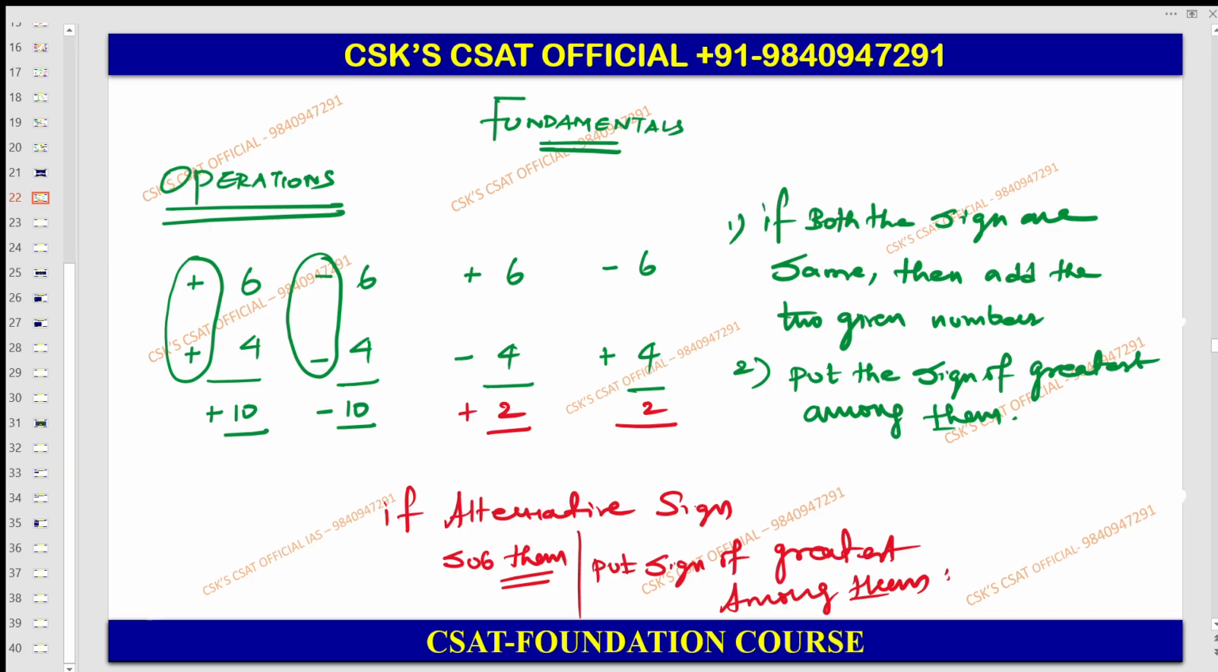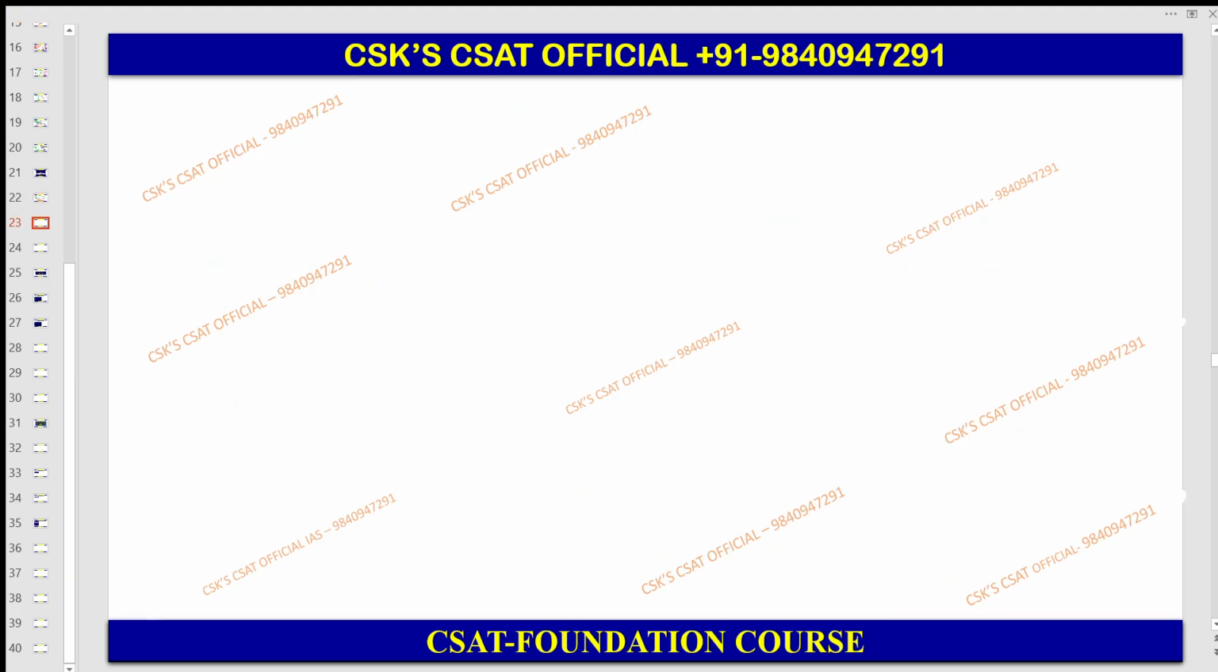Please understand, irrespective of the sign, which would be the greatest number? 6 and 4. So 6 is greater; irrespective of the sign, please do not consider it. Greater among 6 and 4 will be 6. What is the sign of the 6? Minus. That's it. So this is the basic operation with respect to addition and subtraction.